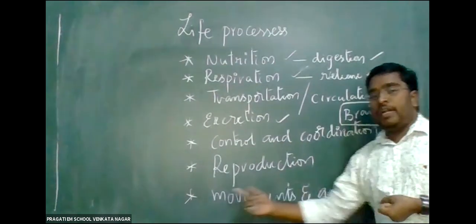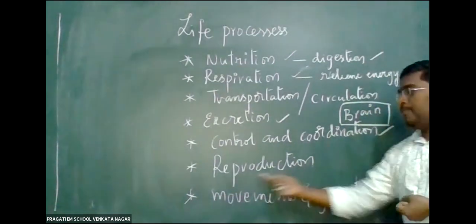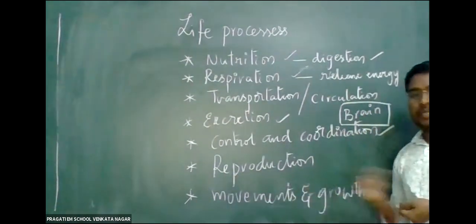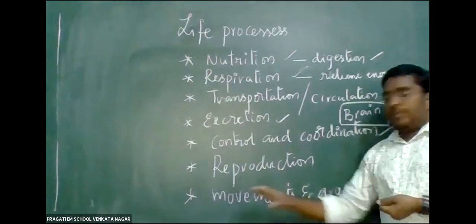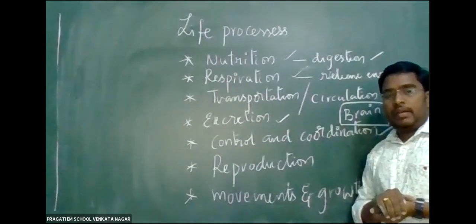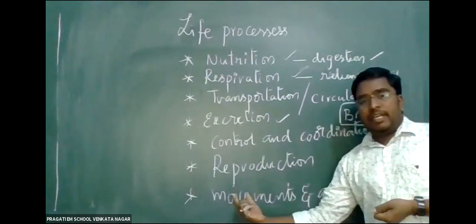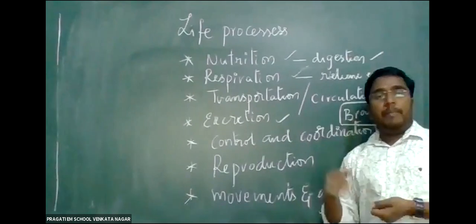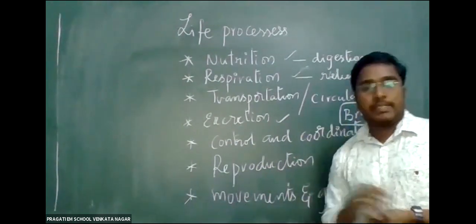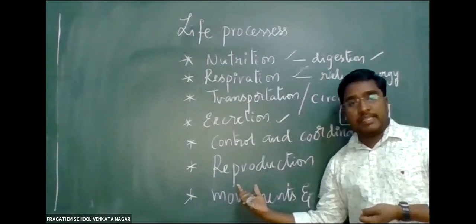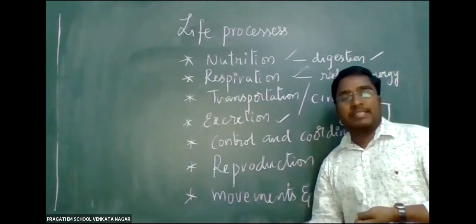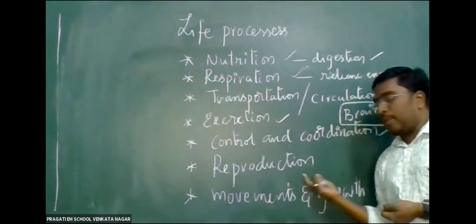And the next important life process is reproduction. It is also one of the basic processes. Here, an existing organism makes a new organism or new offspring. An existing organism making new organisms is called reproduction.